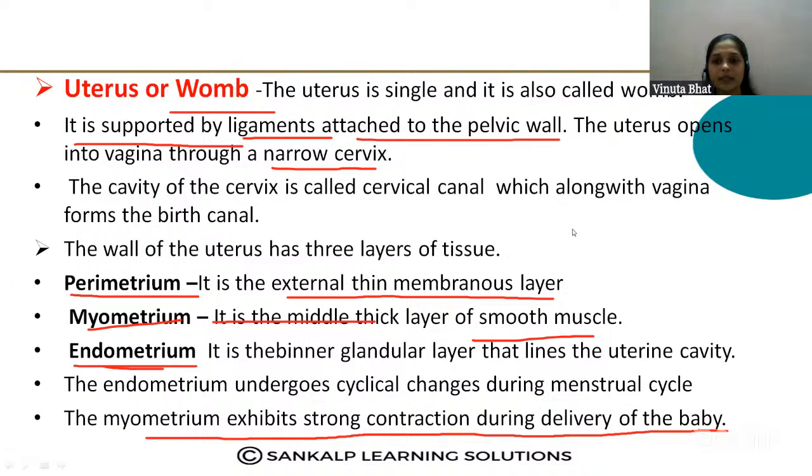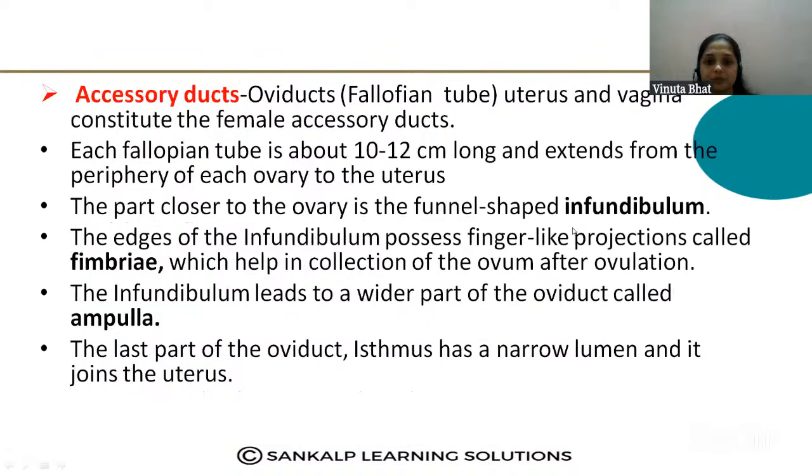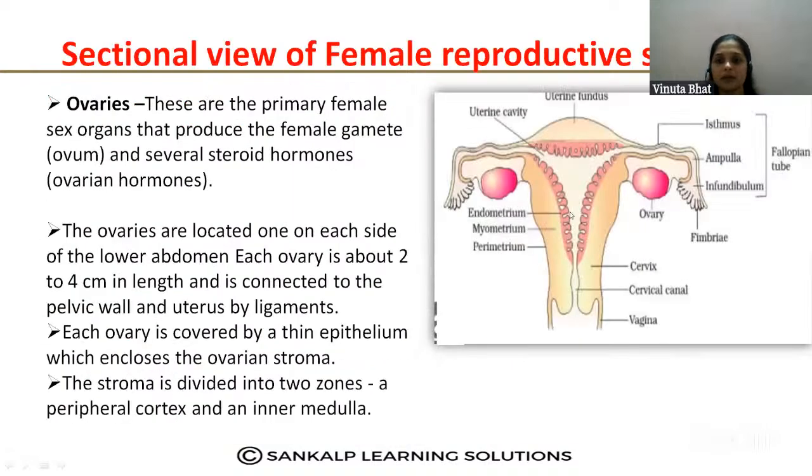See here, once again observe the diagram. The outermost layer is the perimetrium, this is the myometrium, and this layer is the endometrium, which undergoes cyclical changes during the menstruation cycle. Okay, so this is nothing but the uterus. Here you can observe the cervix, the narrow part, where the uterus ends, that is the cervix, and this part is also part of the cervix.